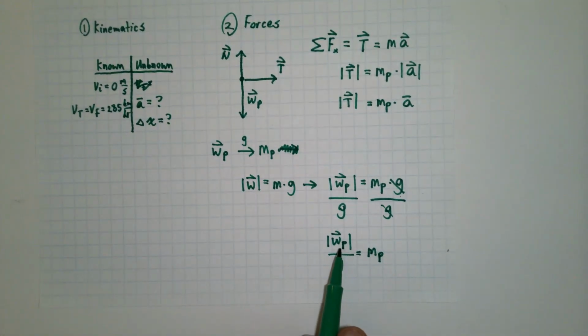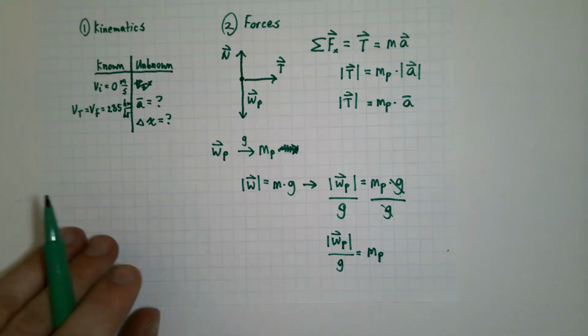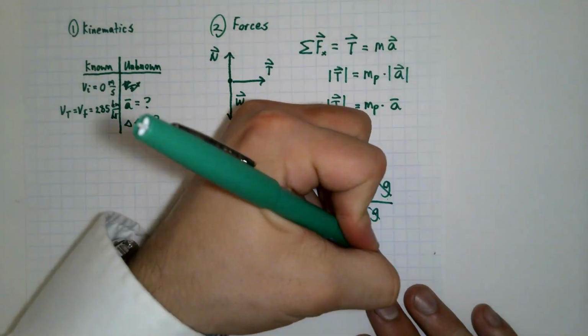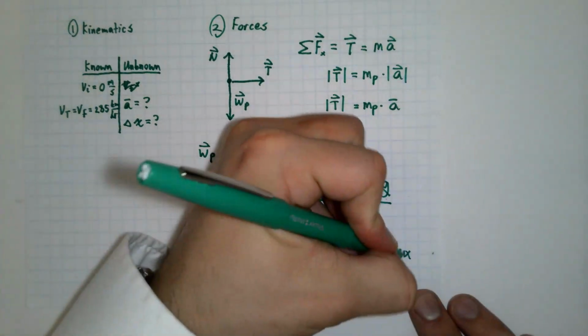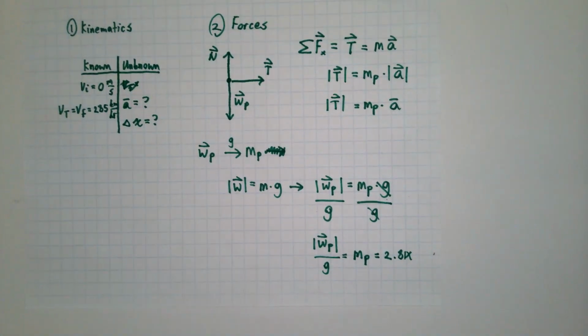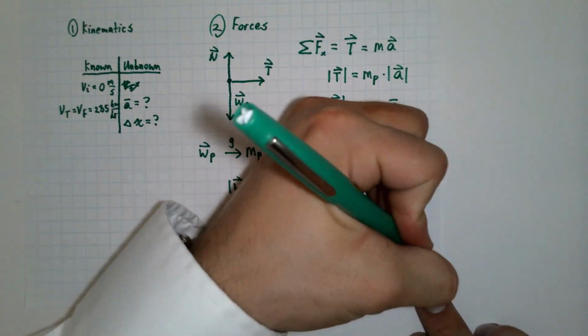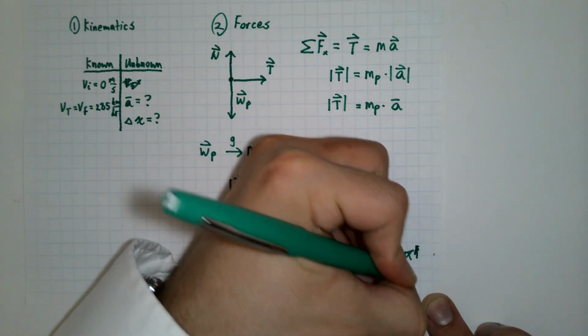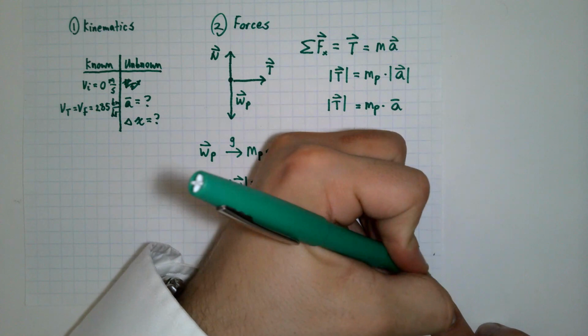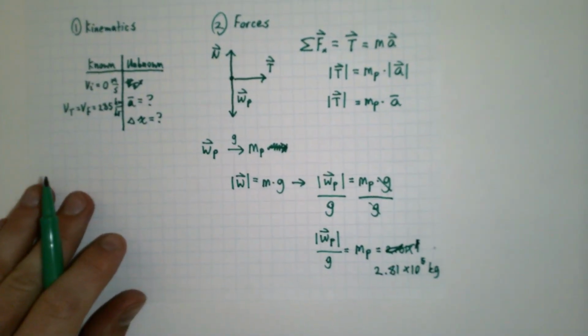All right, let's take the weight of the plane, which is 2.75 times 10 to the 6. That was provided in our problem. We divide the weight of the plane by our gravitational field, which is 9.80 newtons per kilogram. We find that the mass of the plane is 2.81 times 10 to the 5th kilograms. That's our mass of the plane.